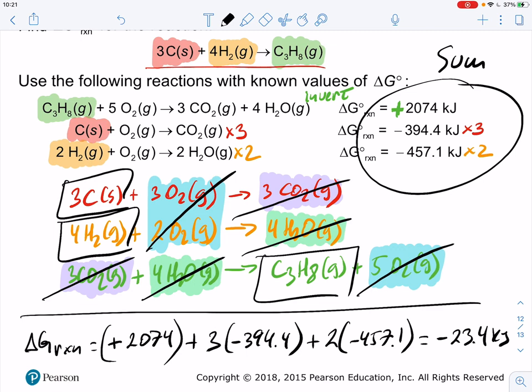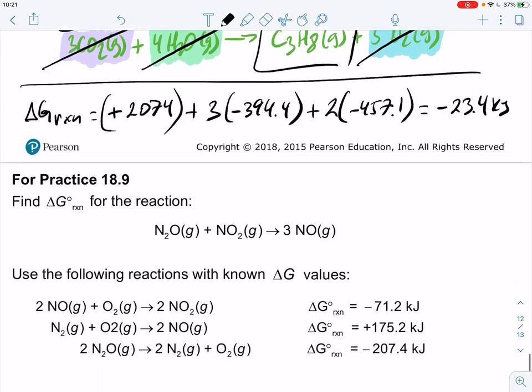So the process is you have to locate everything that you need in your reaction of interest, in your set of reactions, and modify those reactions accordingly to obtain what you need. Then you select what you need to keep, and then you have to verify that everything that is extra, everything that you don't need in your reaction of interest, has to go, has to be canceled. And it has to be the same substance in the same state and the same number of moles in order to completely eliminate it from your reaction of interest. Okay? Let's do one more.